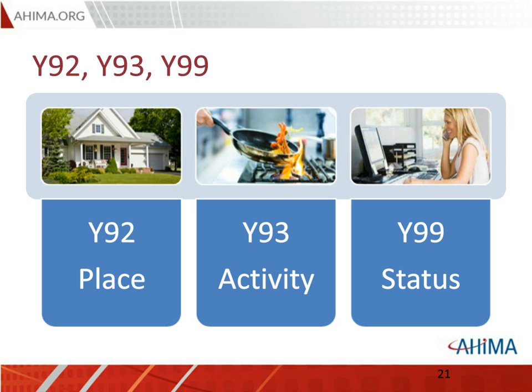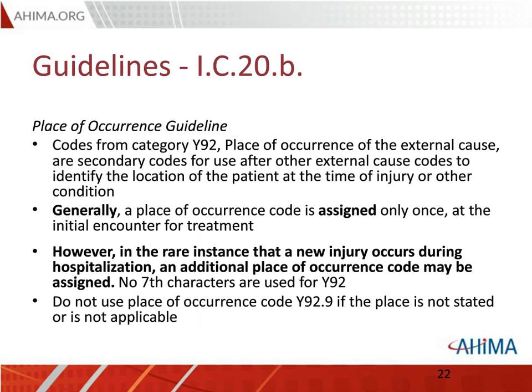Now, I mentioned Y92 and Y93 and Y99 codes for the place and the activity and the status, and we'll find that many of our guidelines for Chapter 20 do relate to these three categories. So let's take a look. We're going to start with place of occurrence. That's the Y92 code. That's your place of occurrence. Those are always secondary codes, and they would be used after the real external cause code.